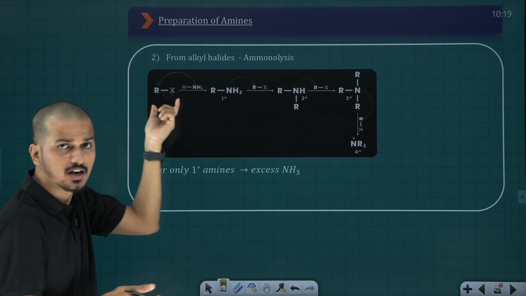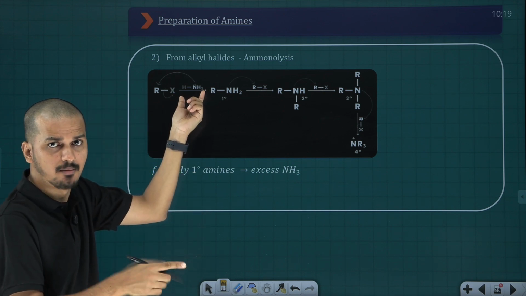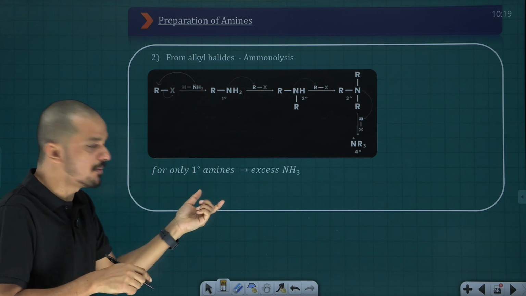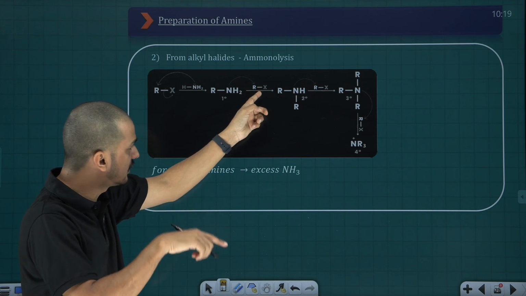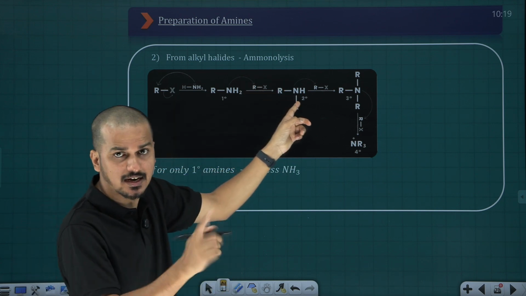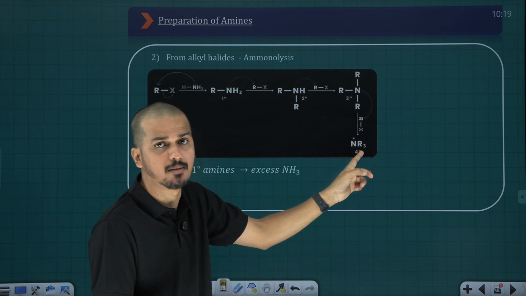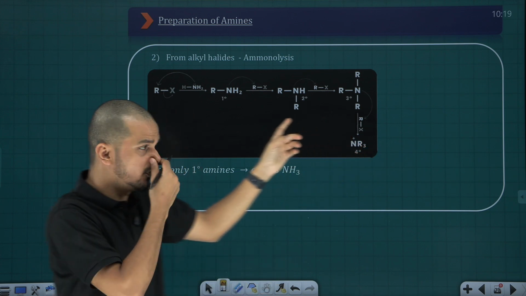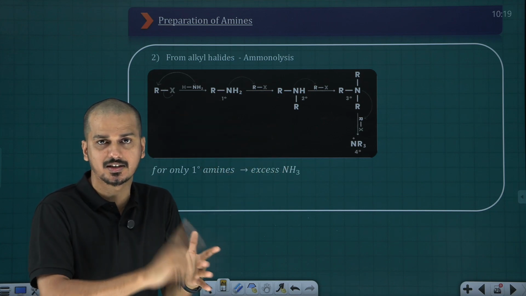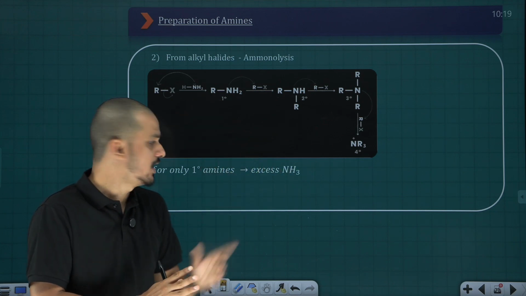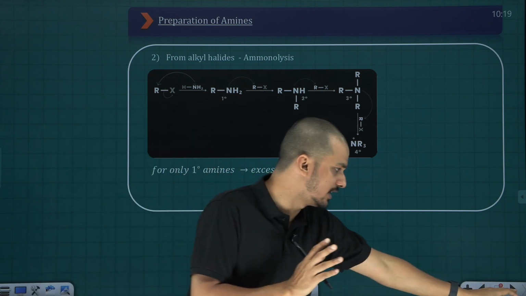So here you have alkyl halides, and you are treating them with ammonia. If you take excess ammonia, you will get only primary amine. That again treated with RX gives secondary amine; that again with RX gives tertiary amine; that again with RX gives quaternary ammonium salt. So if you take excess alkyl halide, you will get a mixture of primary, secondary, tertiary and quaternary ammonium salt. And if you take excess ammonia, only primary amine you will get. That idea you know, guys.